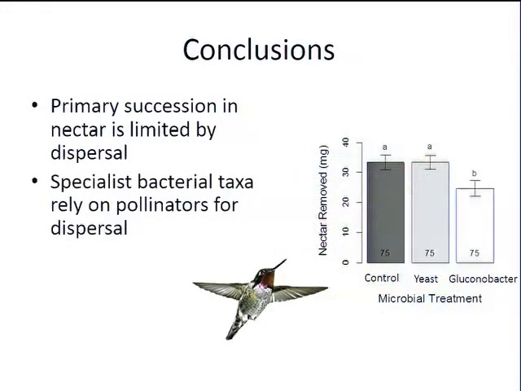We also found that these specialist bacteria rely on pollinators for their dispersal. And this is kind of interesting given the fact that at least these bacteria seem to decrease pollinator foraging on samples that they've actually inhabited.